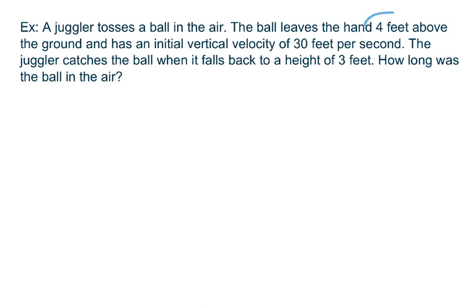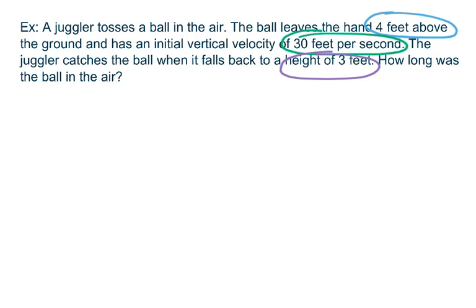I'm guessing 4 feet above is going to be important. 30 feet per second is going to be important. And 3 feet is also going to be important. The question is asking how long was the ball in the air, so the variable we're probably going to be looking for here is t. It's time, because it's asking how long was the ball in the air. So the ball leaves the hand 4 feet above the ground. Is that the initial height, or is that the target height, or the current height?